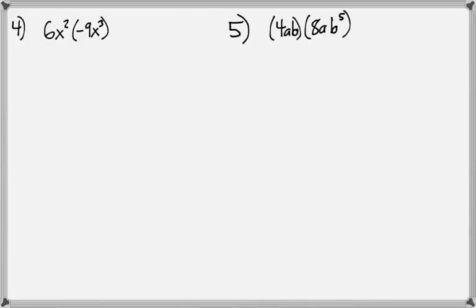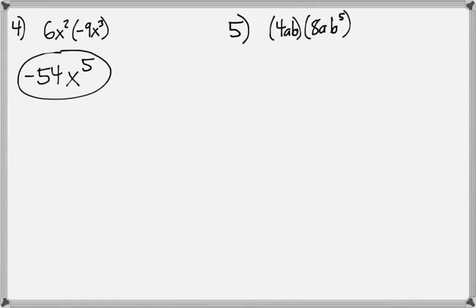Number 4, I want to take in two different parts. I want to first multiply the regular numbers. So 6 times negative 9 is negative 54. Then I want to look at the x's. So I have x squared times x to the 3. And when you multiply like bases, you want to add the exponents. So that'll be x to the 5th. So really look at it in two different parts. You have the regular numbers, and then you have the x's.